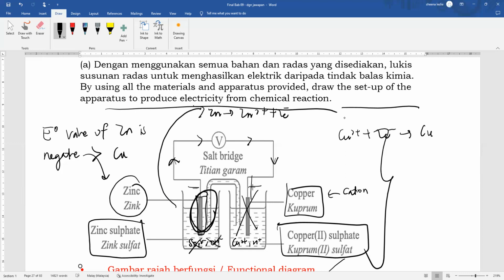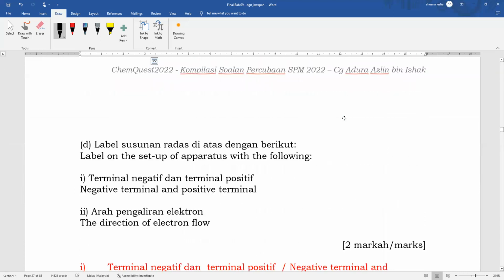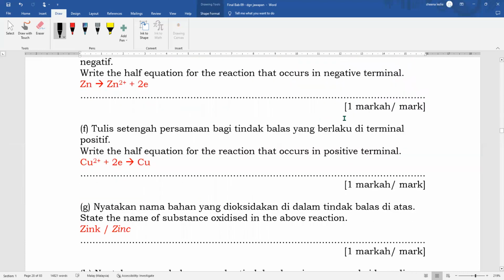Cu2+ is more electropositive. Not correct. The E naught value of Cu2+ is more positive than H+. Must always compare and answer in full. Okay, perfect answer. You've given me both answers.